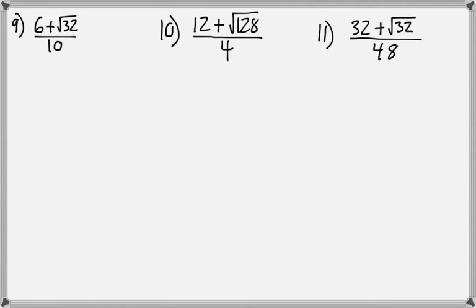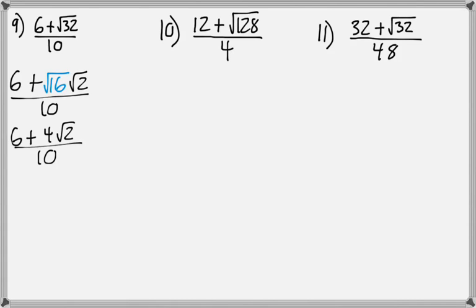On number 9, I'm trying to simplify this expression with the radical, but I have some other stuff going on as well. So I'm going to split up that square root of 32 into the square root of 16 times the square root of 2, and this is all over 10. Then the square root of 16 is 4. So 6 plus 4 square root of 2 over 10.